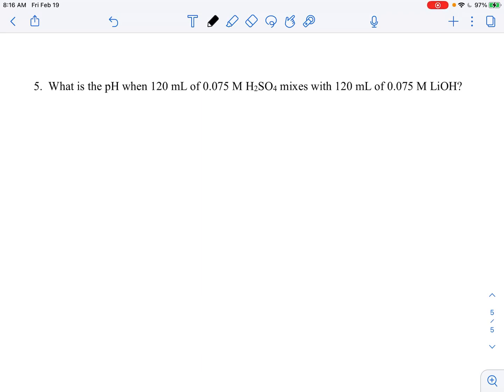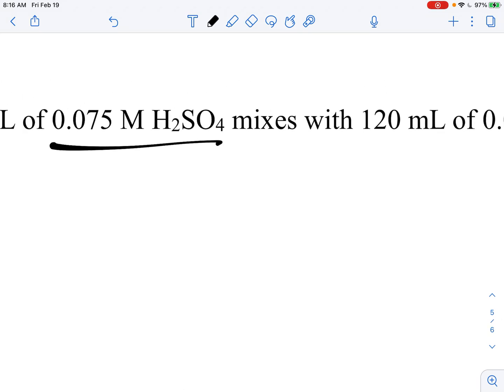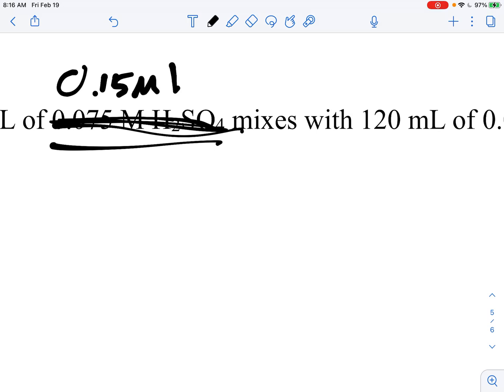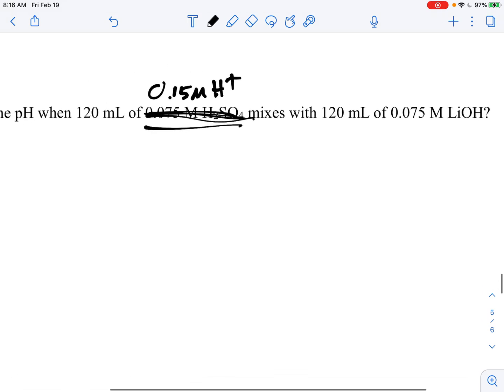And finally, here we are at number 5. This combines everything that we looked at before. Did you notice that, again, we had a diprotic acid going on here? So it's really not 0.075 molarity of H2SO4. What you've really got is 0.15 molarity of the acid.